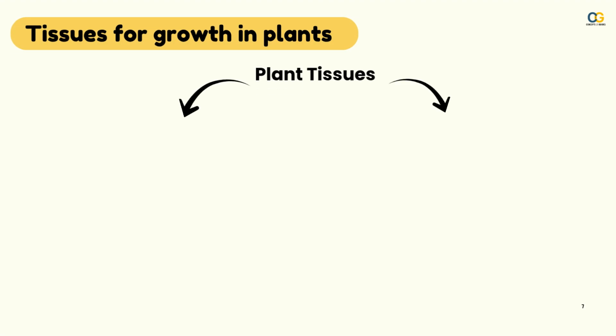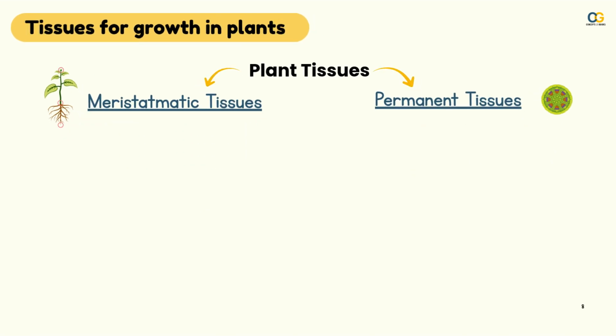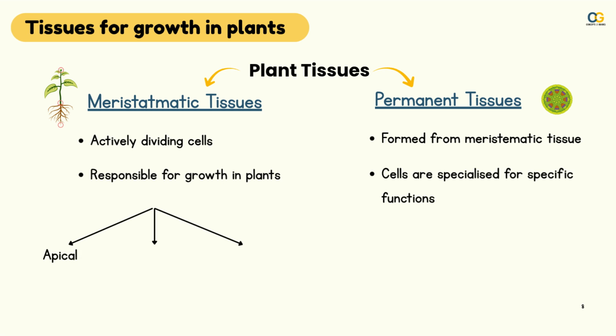Plant tissues are mainly of two types: meristematic tissues and permanent tissues. Meristematic tissues have actively dividing cells and are responsible for the growth in the plants. Permanent tissues are formed from the meristematic tissue through the process of differentiation, and the cells are specialized to perform specific functions. Meristematic tissues are of three types, which are apical, intercalary, and lateral, whereas permanent tissues are of two types, simple and complex.